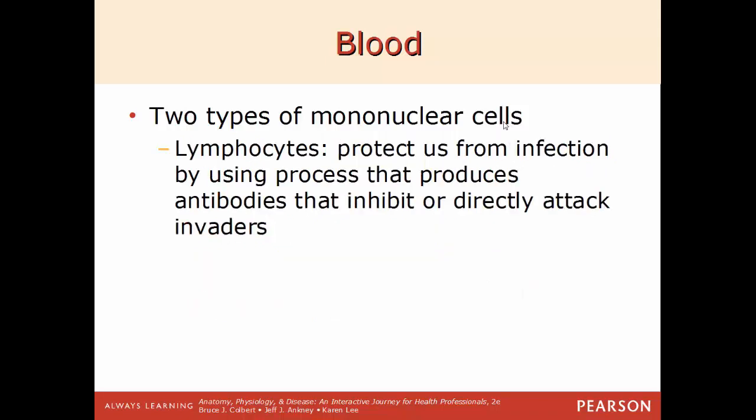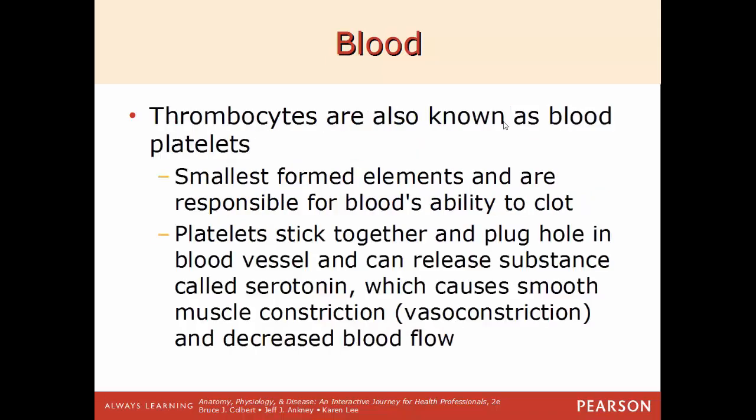And the other kind of agranulocyte are the lymphocytes. These will protect us from infection by using a process that involves antibodies. They either inhibit invaders directly or indirectly. See, thrombocytes, also known as the platelets in the blood, these are the smallest formed elements and are responsible for allowing your blood to clot.